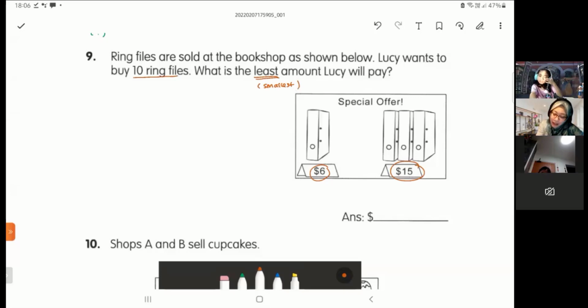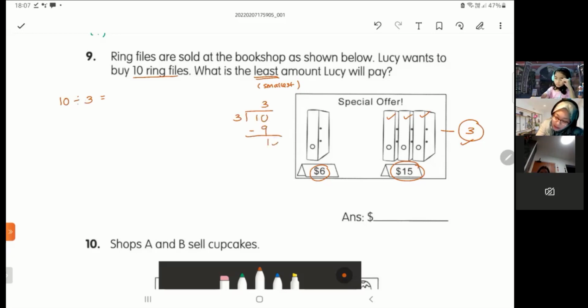Let's say that I want to buy in groups of 3. 1, 2, 3. So I take 10 ring files divided by 3 ring files, because there are 3 ring files here, to find how many groups of 3 I can get. This is finding the groups of 3 files. So 10 divided by 3, there will be a remainder. 3 times 3 is 9, and then 1. This is your remainder 1.